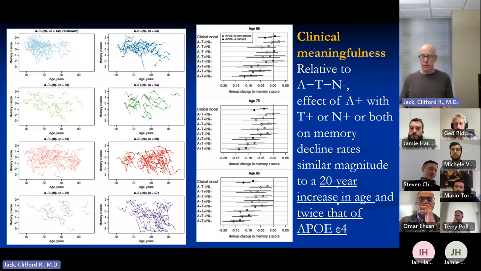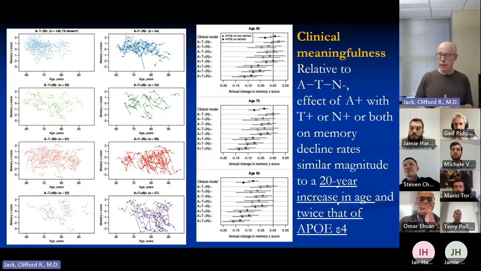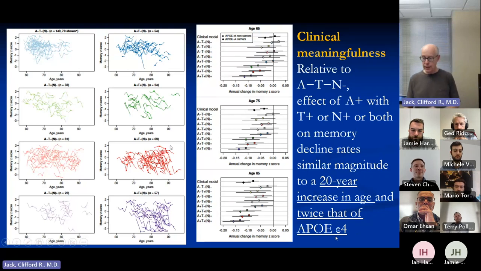If you're 60 years old or 65 years old, would you want your brain to magically age 20 years? Probably the answer is no. That's something most people can relate to. And the effect is twice that of being an ApoE carrier.